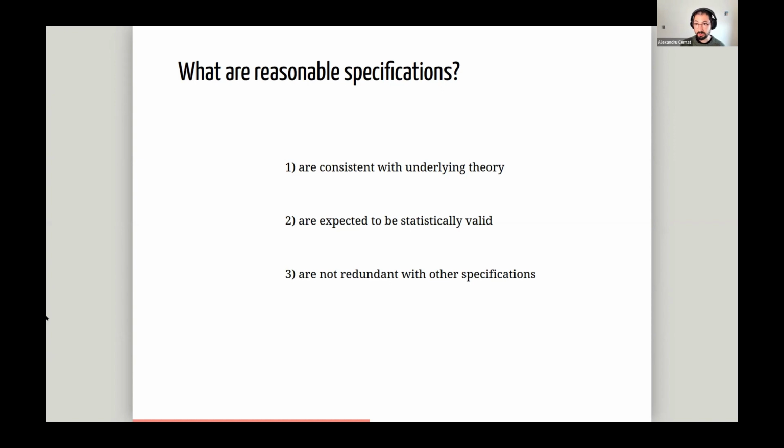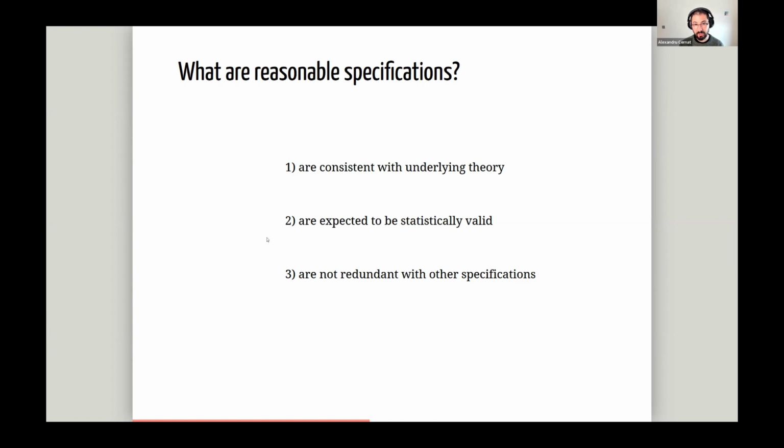Again, what predictors to include in a model? There could be debates, but if there's previous research showing that some predictors need to be included, then we can use that as a way to decide if that's something reasonable or not.